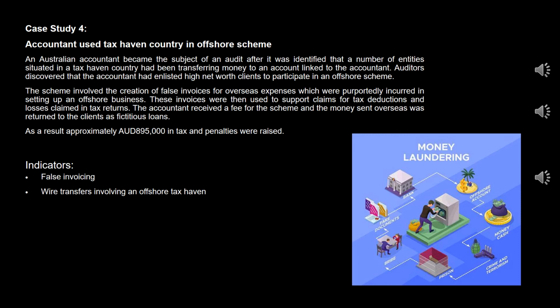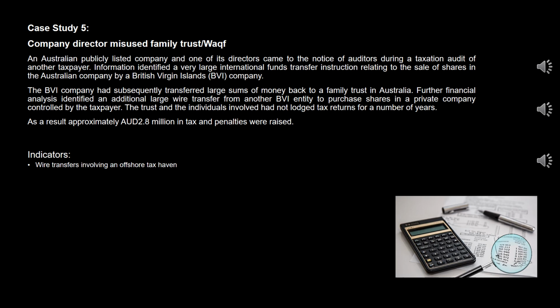As a result, approximately $895,000 in tax and penalties were raised. Indicators of money laundering activity: wire transfers involving an offshore tax haven. Company director misused family trust.